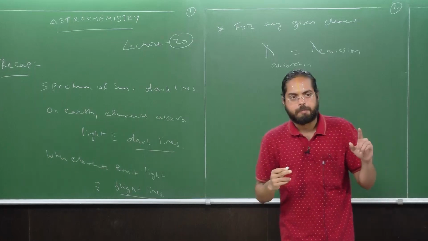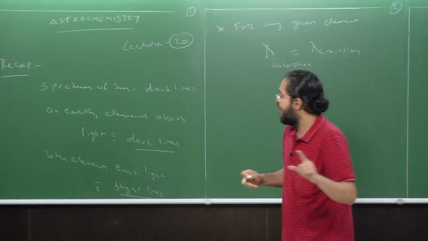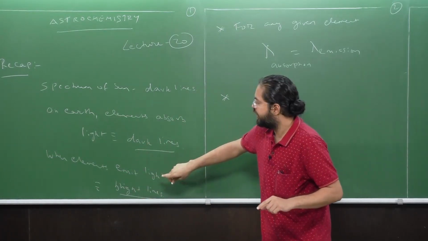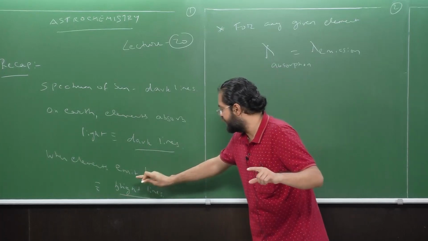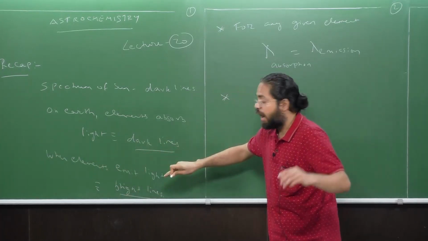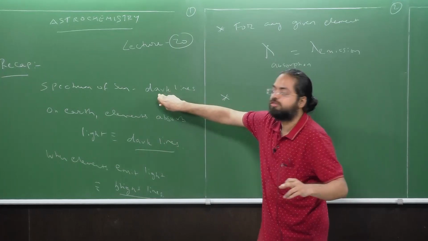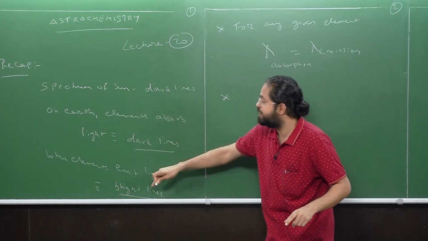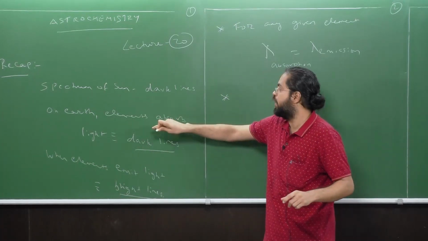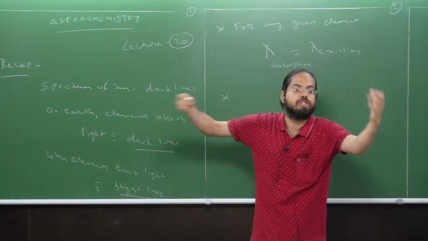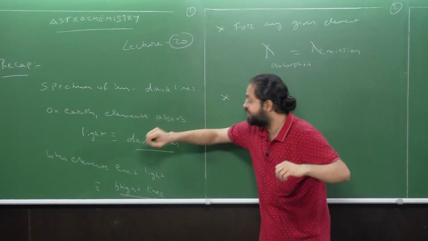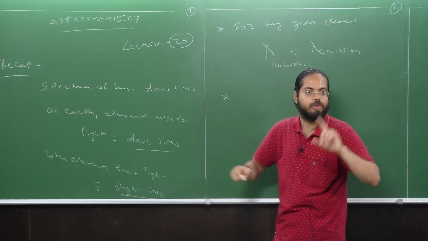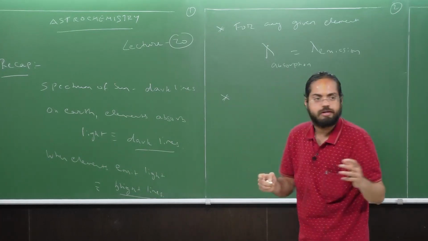And we also saw that the bright lines that were obtained from emitted light from elements had the same wavelength as some of the dark lines noticed in the spectrum of the sun. Okay, and we've also shown that the same element on Earth, when we record its absorption spectrum, at the same wavelength, you get a dark line. So what does it tell you? Taken together, what does it tell you?